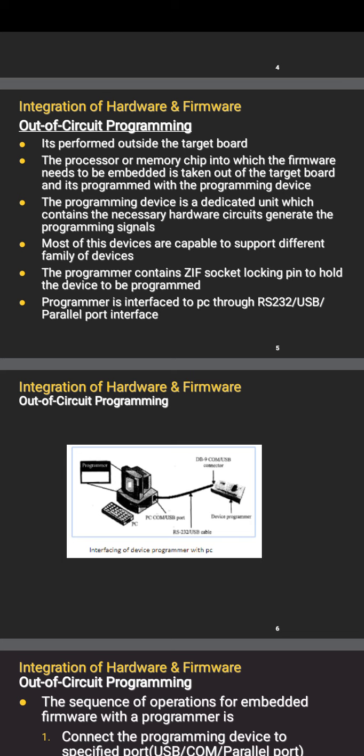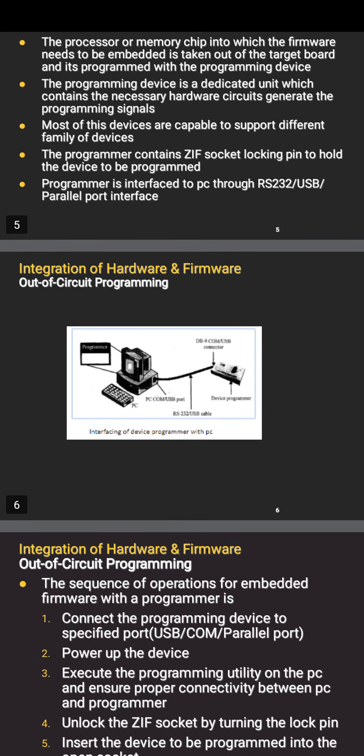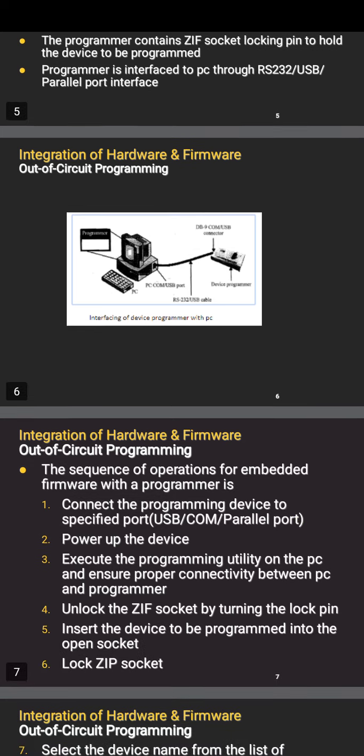And there's a utility program inside the computer that will control the programming device. Next are the steps for interfacing in this out of circuit programming. The steps are: first we need to connect the programming device with the computer.